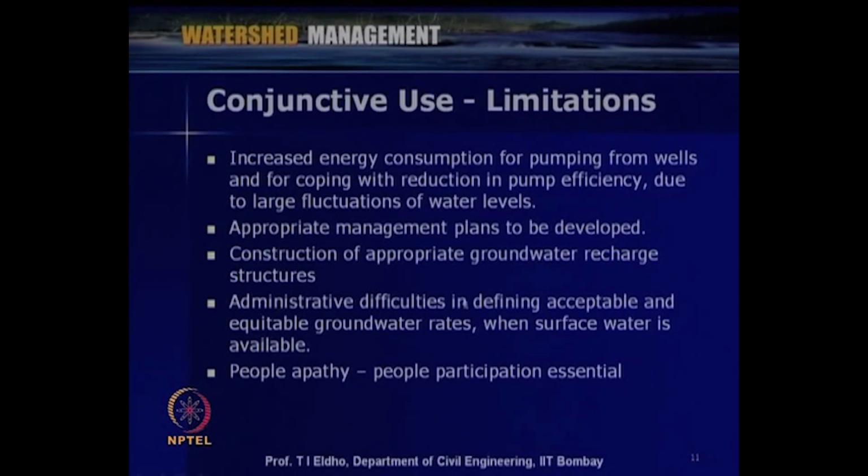Then there are administrative difficulties in defining acceptable and equitable groundwater rates when surface water is available. If you are going for conjunctive use on a watershed scale or a river basin scale, we have to define that this much percentage should be from surface water and this much percentage should be from groundwater. So, we have to assess all these and then come up with appropriate conjunctive use plans. Due to that there can be some administrative difficulties.